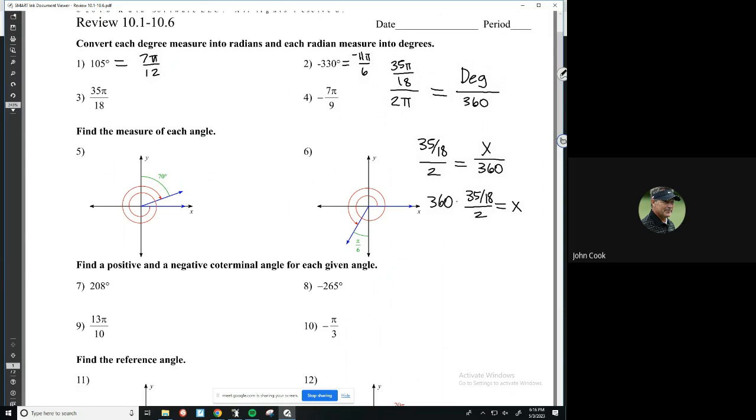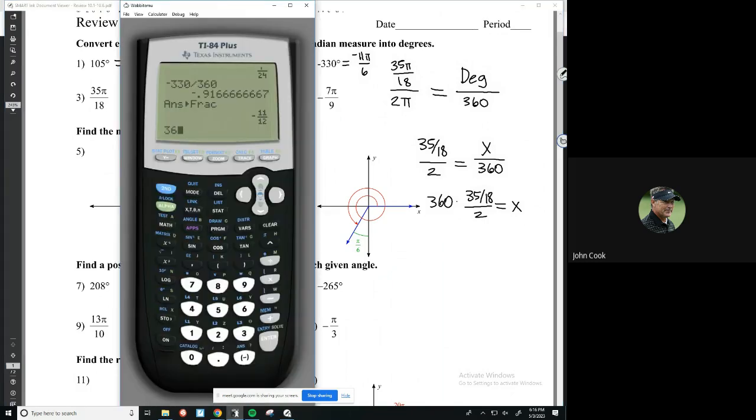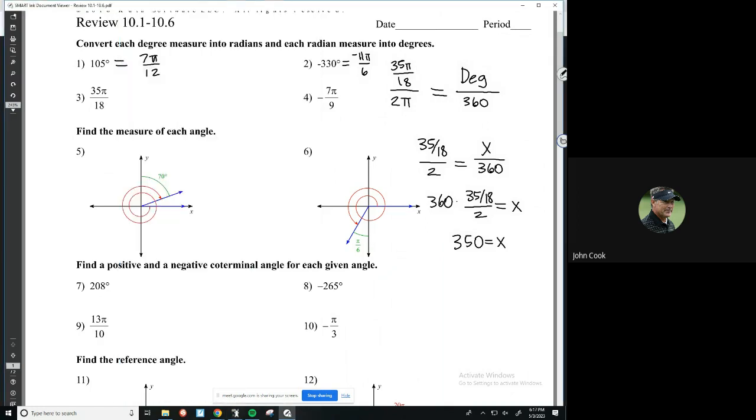So let's type it in. 360 times 35 over 18, and then divide that by 2. So 350 degrees. That's the answer I'd end up with for x. So 35 pi over 18 is the same thing as 350 degrees.